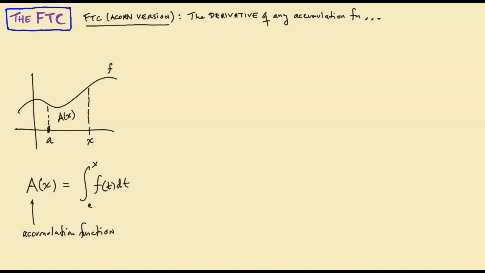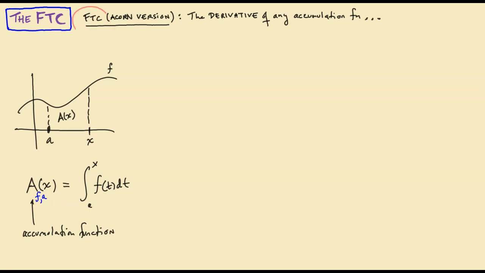I should mention that in the previous video, I included some subscripts here and wrote A of x as A sub f a of x, where f corresponded to the function and a corresponded to the starting point, but I'll typically leave those off in this video now that you know what accumulation functions are all about. The function and starting point will, generally speaking, be obvious, but if we ever need to specify them, I will write them out explicitly. Okay, so much for the review of accumulation functions.